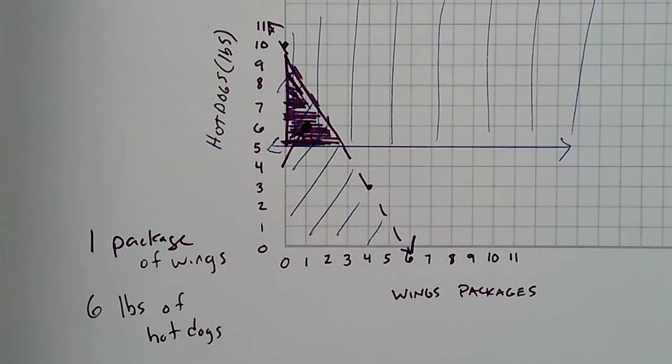Does that satisfy our original? All right. Well, 1 package of wings is $7. 6 pounds of hot dogs at $4 a piece. That's 24. 24 plus 7 is $31. So I'm within budget. And I need at least 5 pounds of hot dogs, and I bought 6. So that is the solution, or a solution to this problem. And that is systems of linear inequalities application to a word problem or situation.